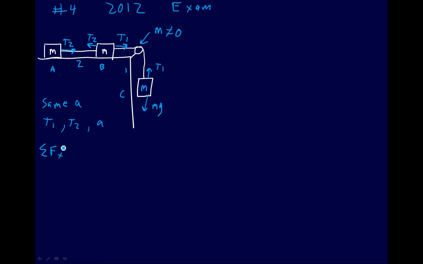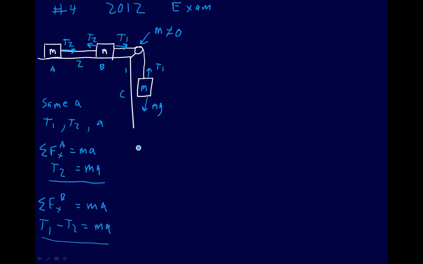I'll do F_x for block A. And of course, since it has a mass of m and its acceleration is a, it's going to have an equation like this here. The only force in the x direction acting on it is T2. So that's my first equation. If I do the same thing for block B, F equals ma, I get positive T1 minus T2 equals ma.